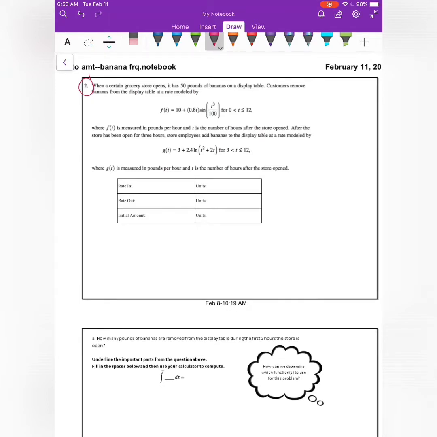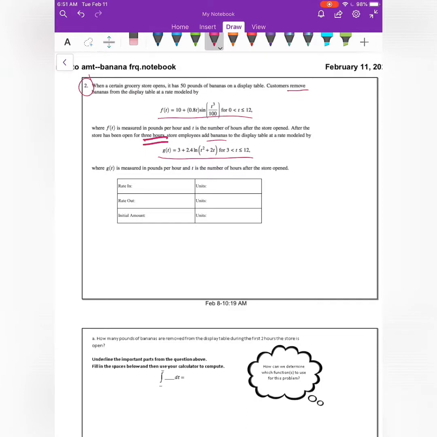So f of t measures in pounds per hour and t is measured in hours after the store is open. After the store has been open for 3 hours, that's really important, for 3 hours, bananas are added to the display by employees. So they're being added at this rate. Again, at the top, customers are removing at this rate.